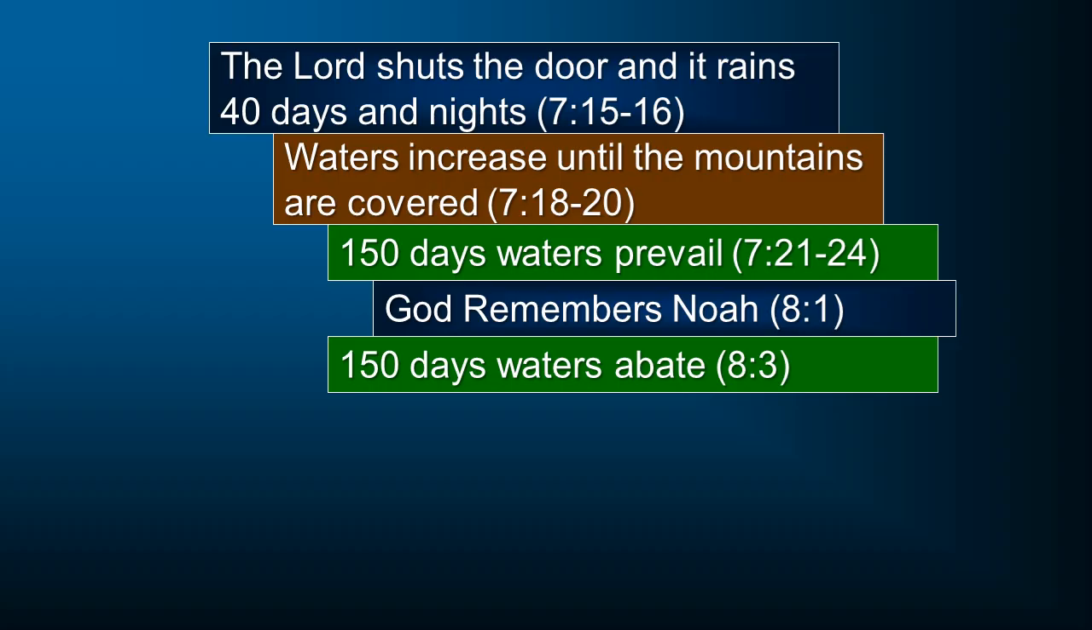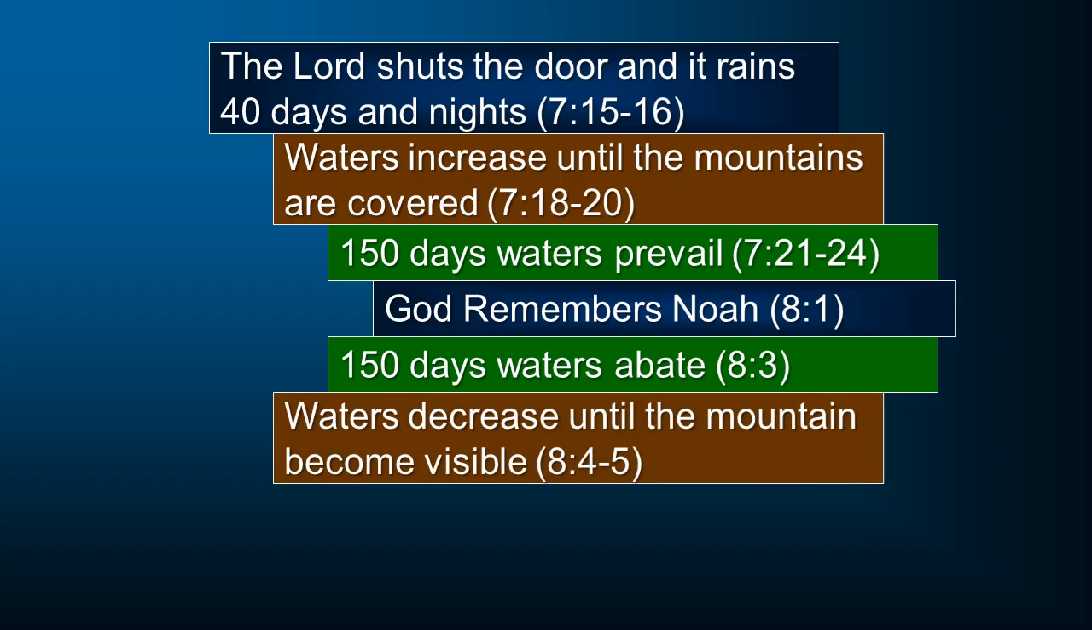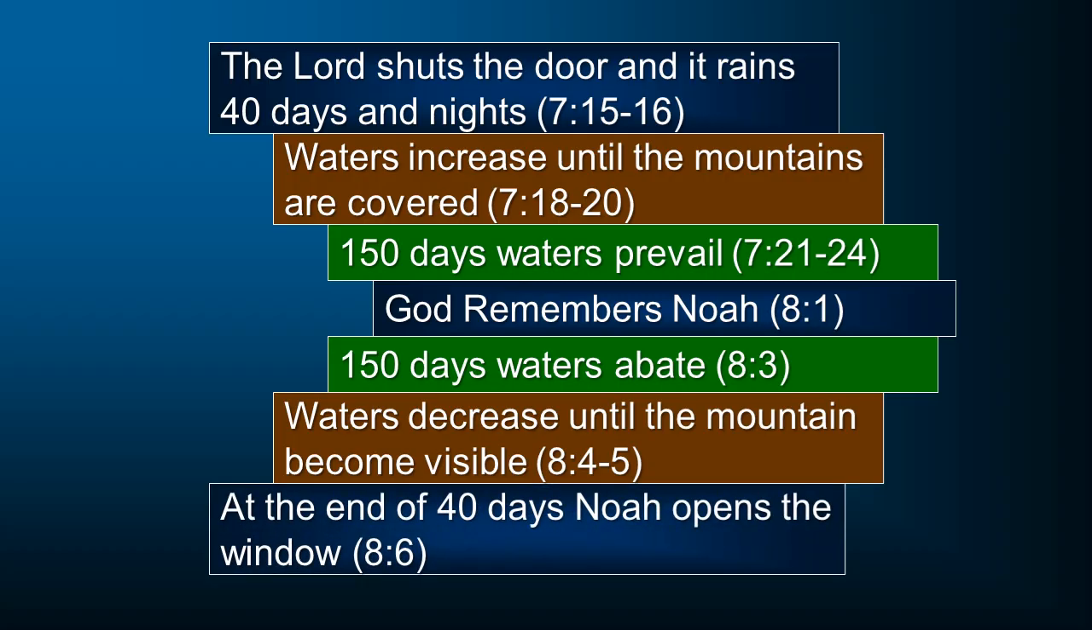So for another 150 days, the water abates. We have the waters decreasing until the mountains become visible. Notice the waters that increase until the mountains are covered. Now the mountains become visible. And finally, at the end of 40 days, Noah opens the window, but they're still not done yet. That's just as much as we're counting time. Now he begins the releasing of the birds, and that doesn't really fit into this perfect parallel, so I'm not going to go through that. But he releases birds, and there's a raven, and there's a dove, and then a dove a second time, this time coming back with an olive branch in its mouth. So that's the central point of the story.